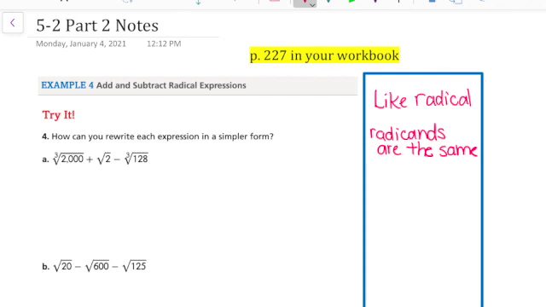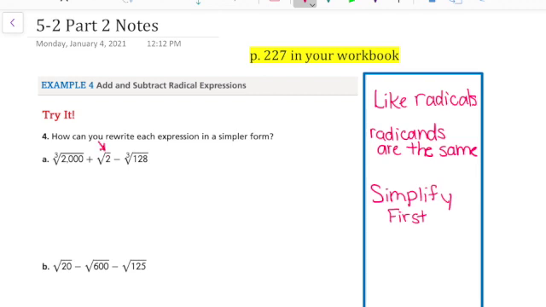In order to add or subtract, we have to have like radicals. That means that the radicands are the same. At first glance, when we look at example 4a here, we think, hey, there's no like radicals, so we're all done. But we do have to simplify first to determine if there are like radicals. So we're going to open up Desmos and we're going to simplify all the radicals we can.